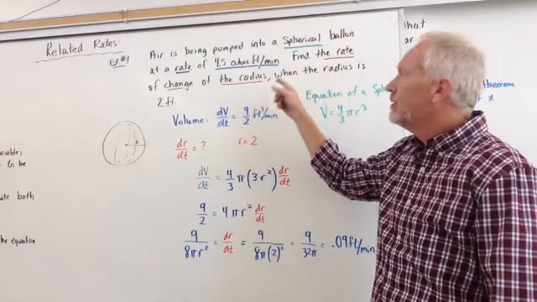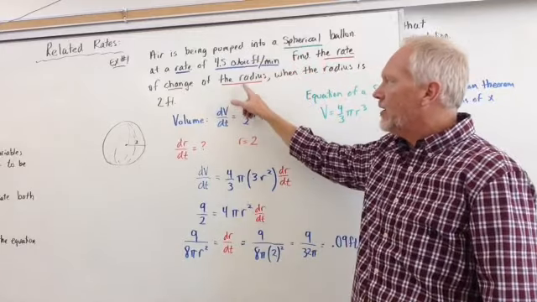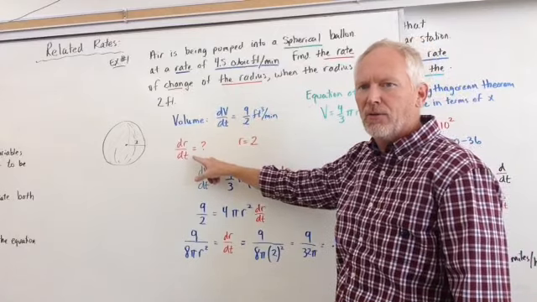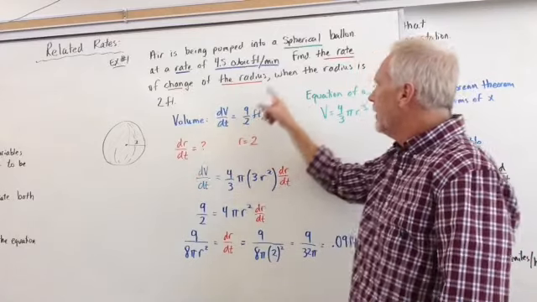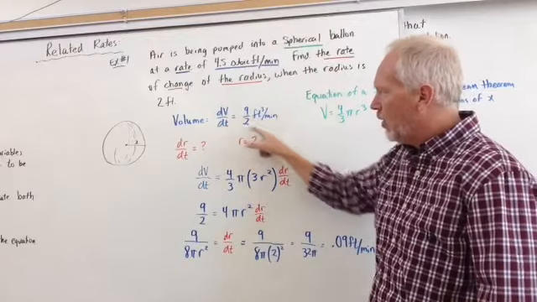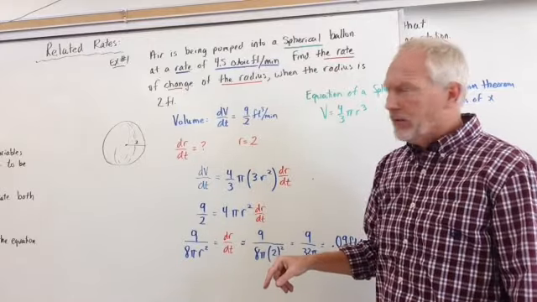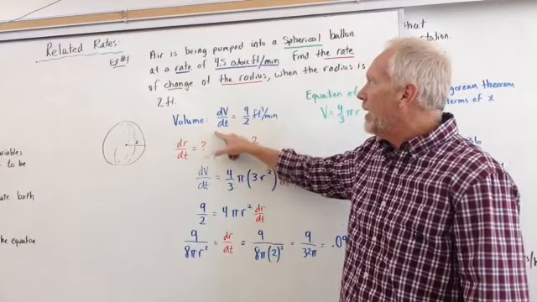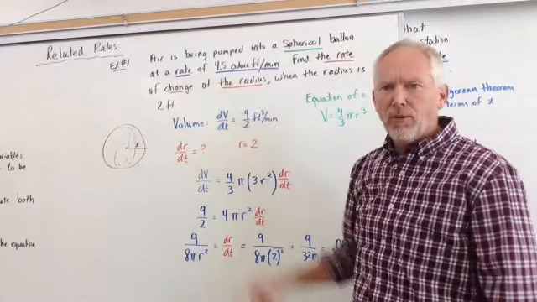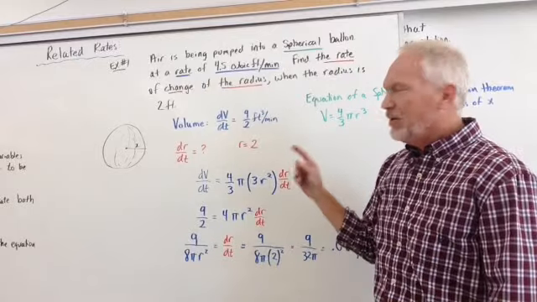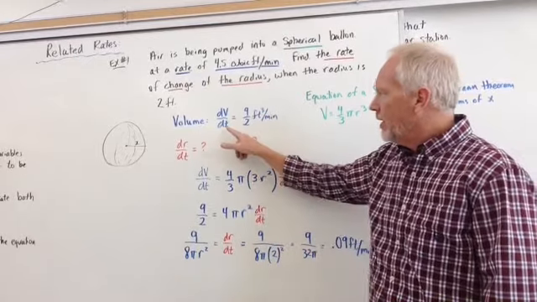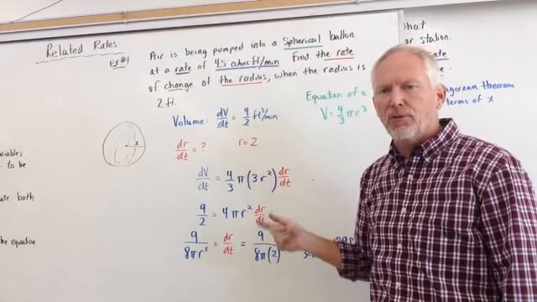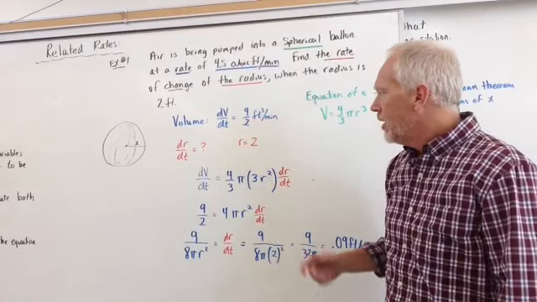Find the rate of change of the radius. So we want dr/dt, right? Find the rate of change of the radius when the radius is 2 feet. So when r is 2. Well, what else do we know? We know that the volume is changing at a rate of 4.5 cubic feet per minute. So dV/dt is 9/2. Put it in fractional form to make the math a little easier.